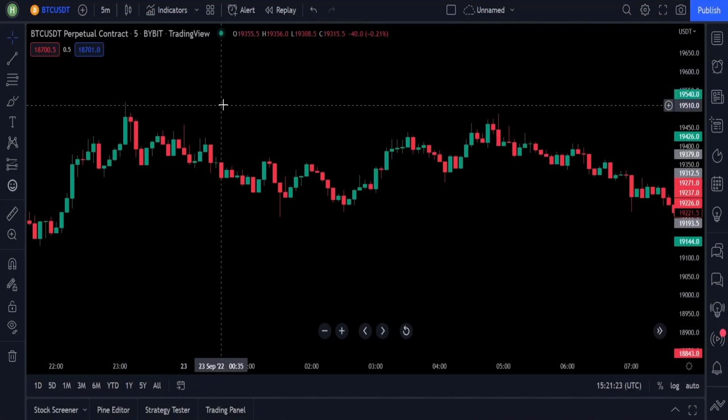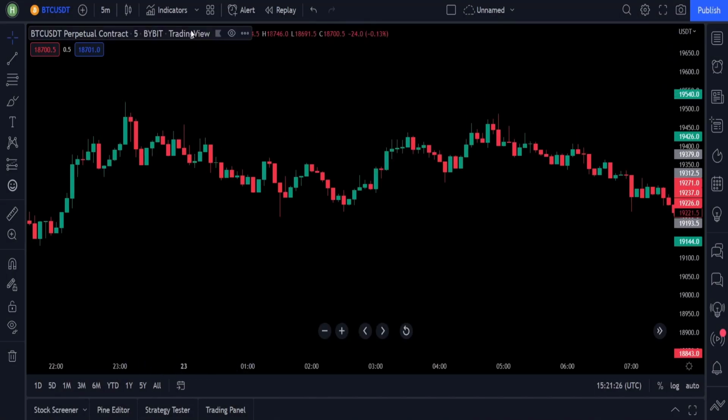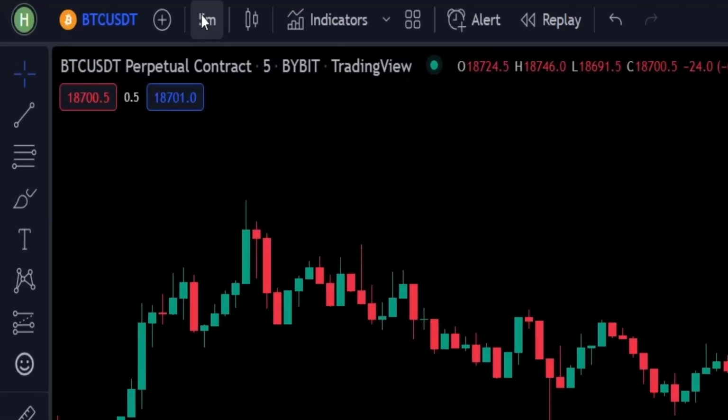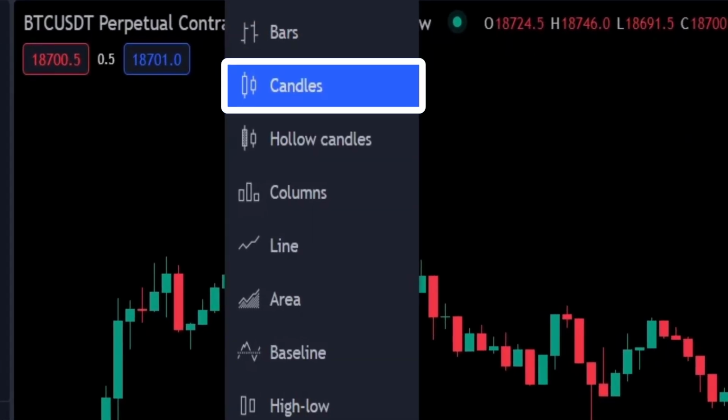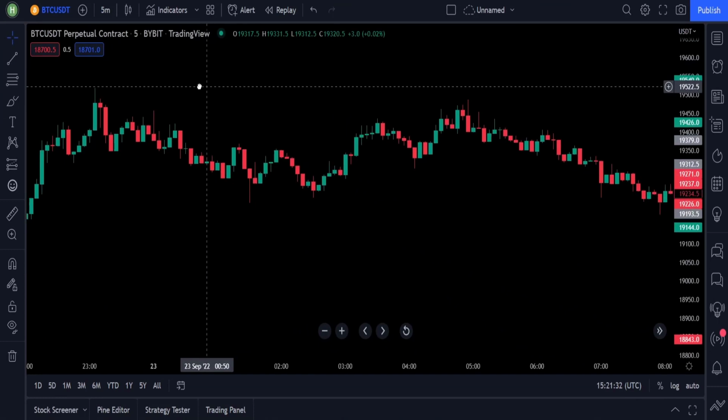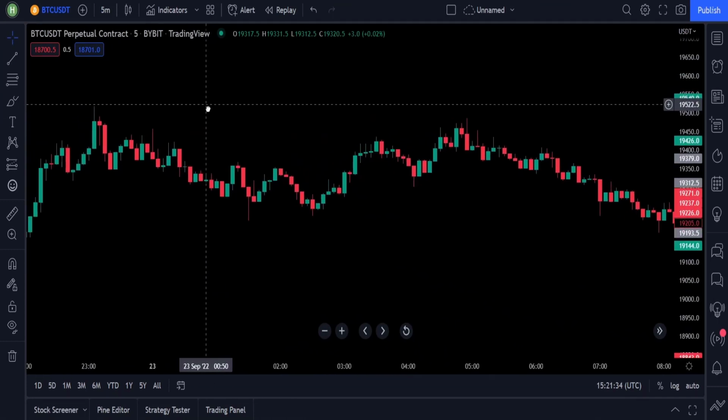Now, let's get into the strategy. So I'm on tradingview.com, and I'm going to be using 5-min time frame and regular candles. And this is what your chart is going to look like. We're going to be using 3 indicators.